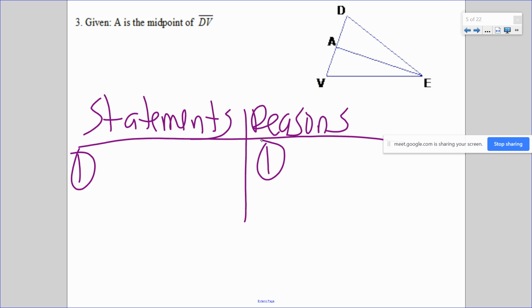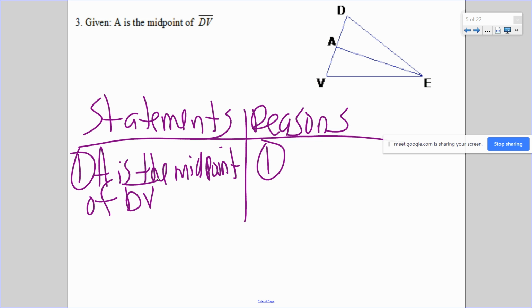Okay, the first statement should be A is the midpoint of dV, and the reason given.